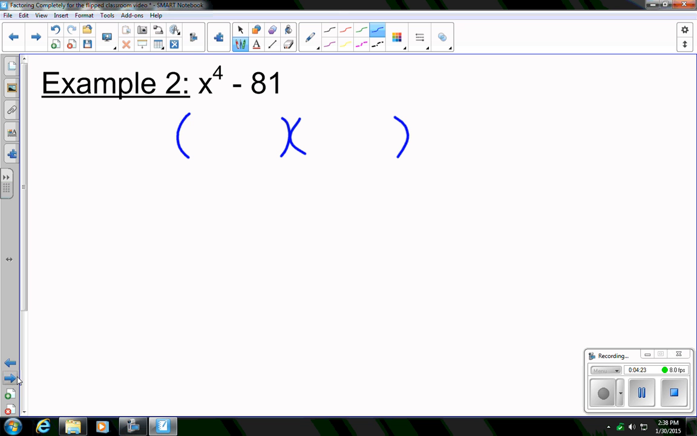Parentheses, one gets a positive, one gets a negative. If I take the square root of each of them, that's going to tell me what to go in each set of parentheses. So the square root of x to the 4th is x squared. And the square root of 81 is 9.